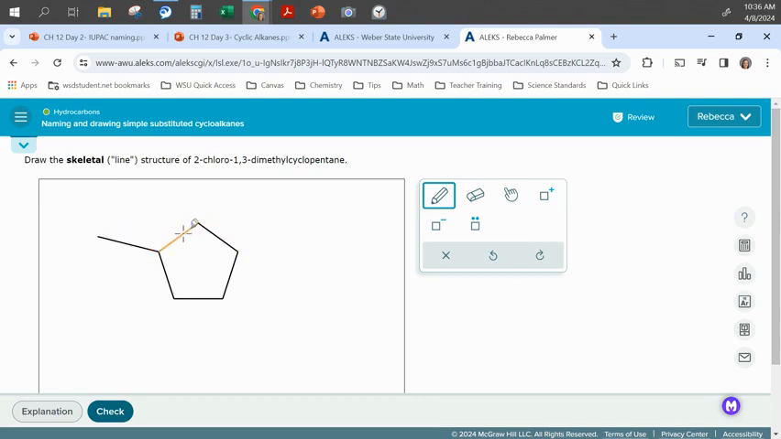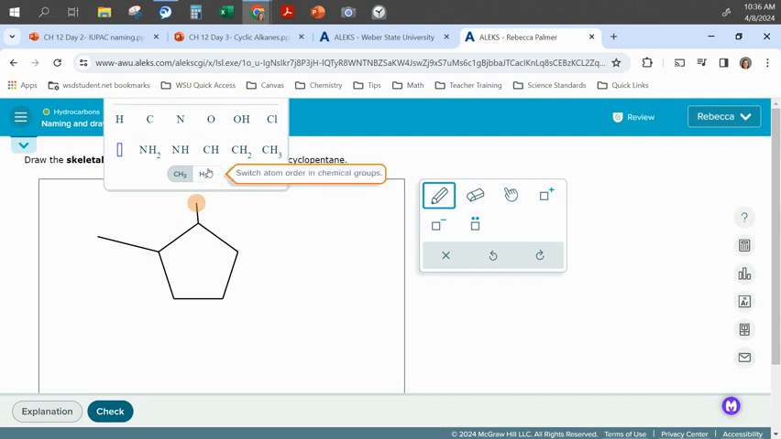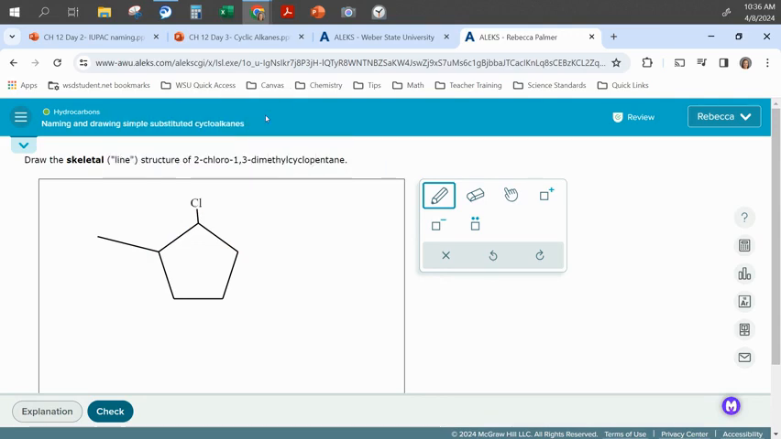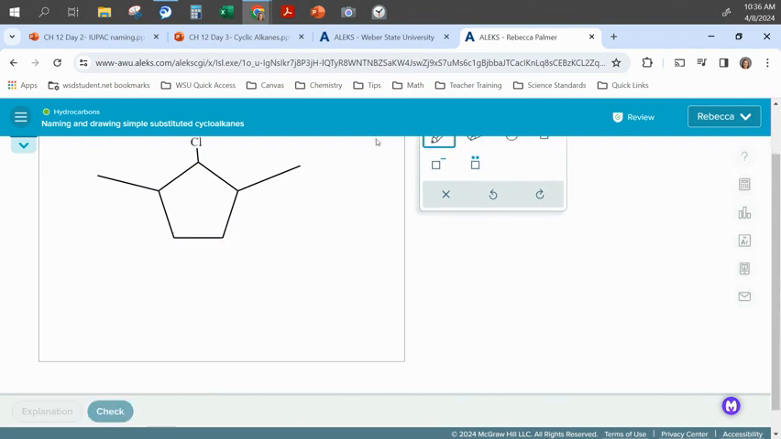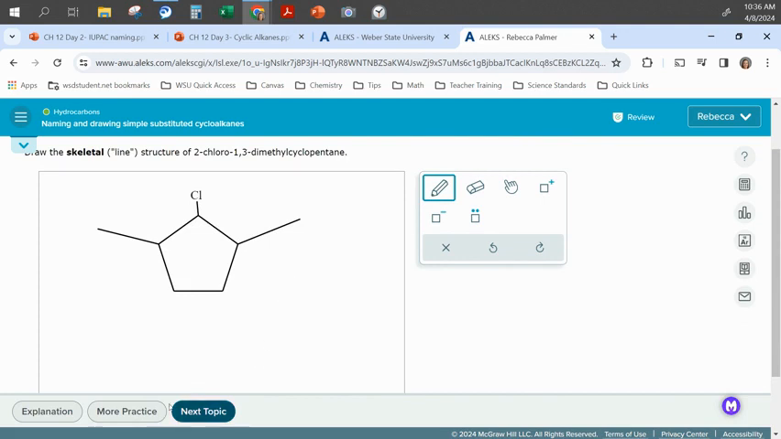And then I'm going to count around, so 2 chloro, I'm going to put a chloro group, and then another methyl. 1, 2, 3. 1,3-dimethyl, 2-chloro, cyclopentane. So I would just go back through, take your time, double check that you have everything that they're asking for. Okay, let's do one of each of those again at least.